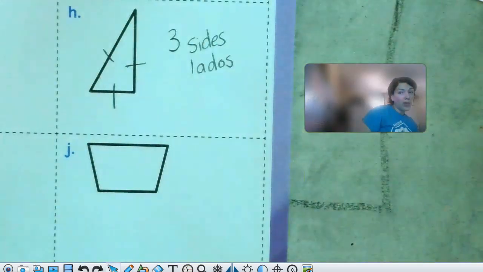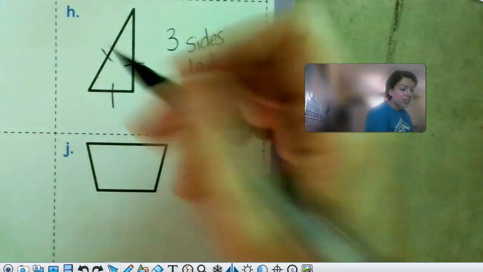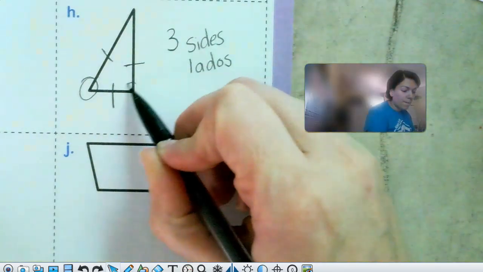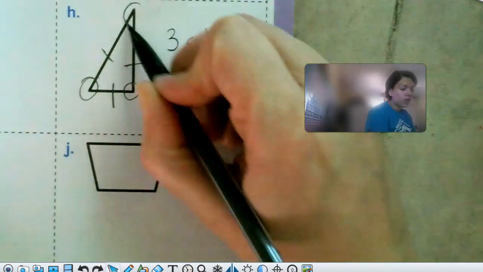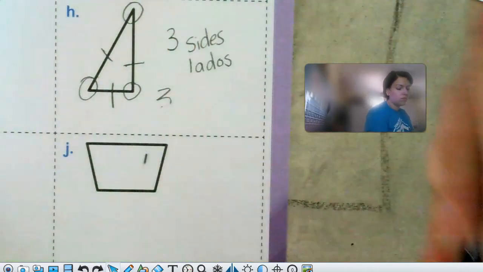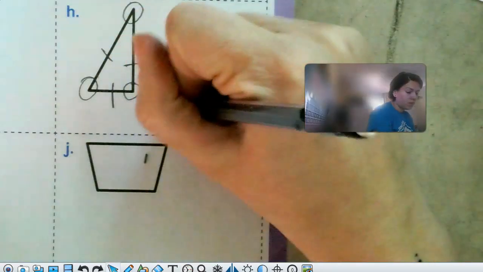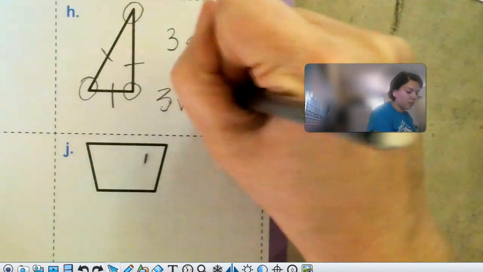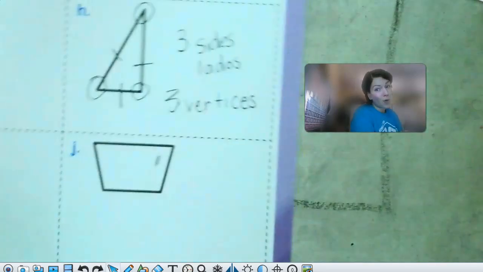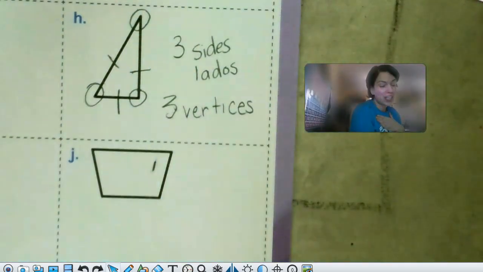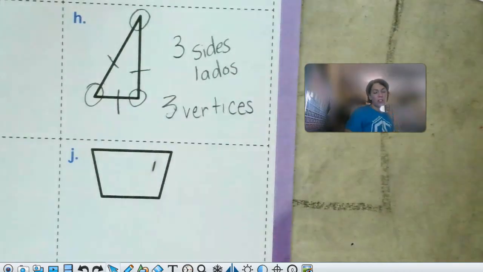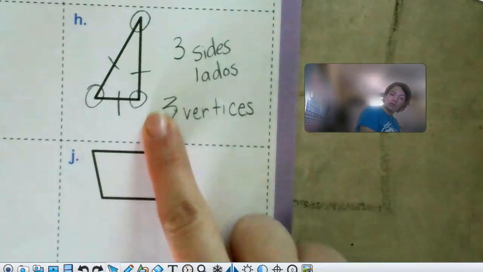We also, on this shape, have 3 vertices, and a vertex is any corner or point on the shape. 1, 2, 3. So 3 vertices. And students told me that a triangle has 3 sides and 3 vertices, and that's how they were able to determine that this is a triangle.